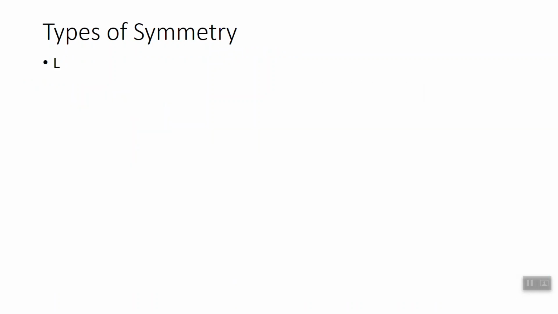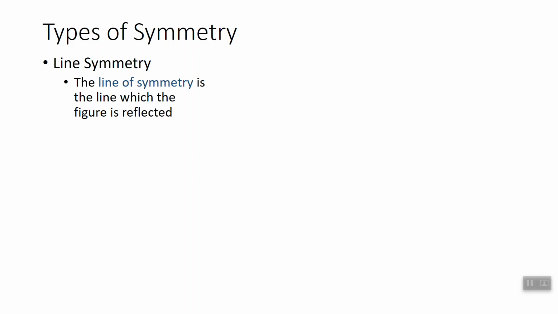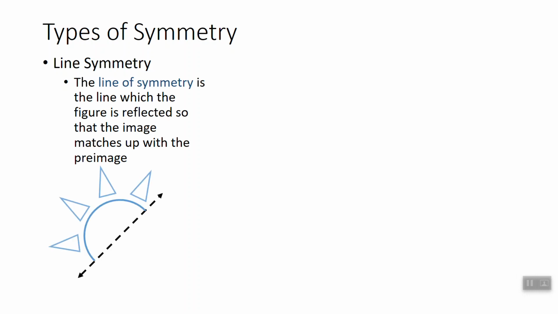All right, now let's look at our types of symmetry. First, we have line symmetry. We saw this in reflection. This is the line of symmetry by which the figure is reflected so that the image matches up with the pre-image. So if we ever have a line and one half of the line is identical to the other side, if you folded it in half, they would match up exactly. This is a line of symmetry. As you can see in this figure, there are several lines of symmetry.